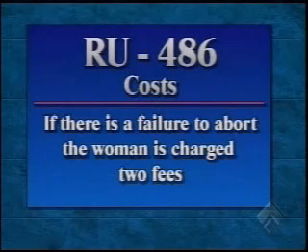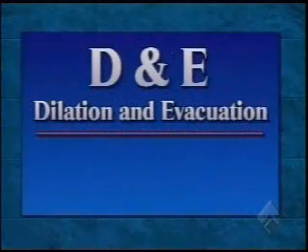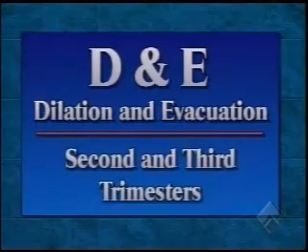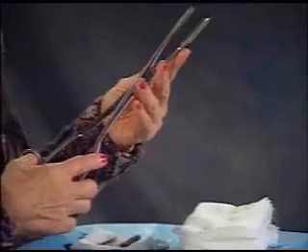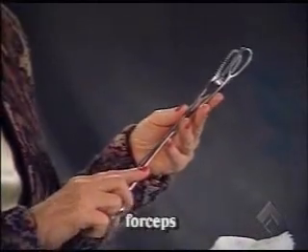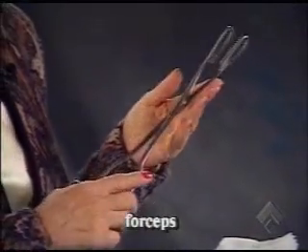In the late 1970s, the dilation and evacuation, or D&E method of abortion, was developed for more efficient killing in the 2nd and 3rd trimesters. Again, the baby's muscles and bones are too strong now for removal by mere suction or scraping, so in the D&E method, the abortionist crushes and dismembers the baby with forceps.